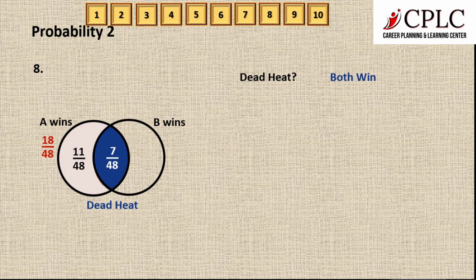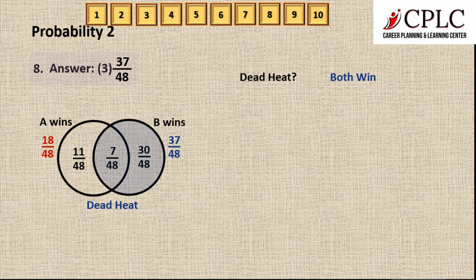If you know this, you can easily find out only B wins. Out of 48 parts, only A winning is 11 parts, and both of them winning is 7 parts. That means combining together 11 plus 7, that is 18 parts. So out of 48 values, 18 values are gone. That means you are left with 30 more values. So only B wins, the answer is 30 by 48. But hold on, they were not asking only B wins, they were asking B wins. So B wins, meaning the entire circle of B, which will be 30 by 48 plus 7 by 48, giving you the answer as 37 by 48, option 3 for the eighth.